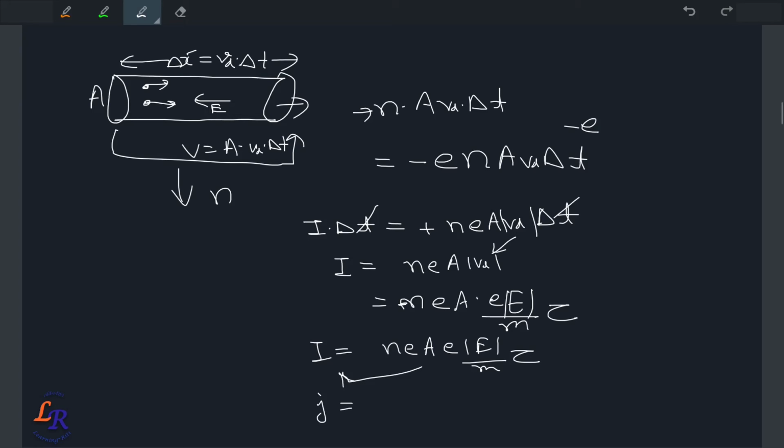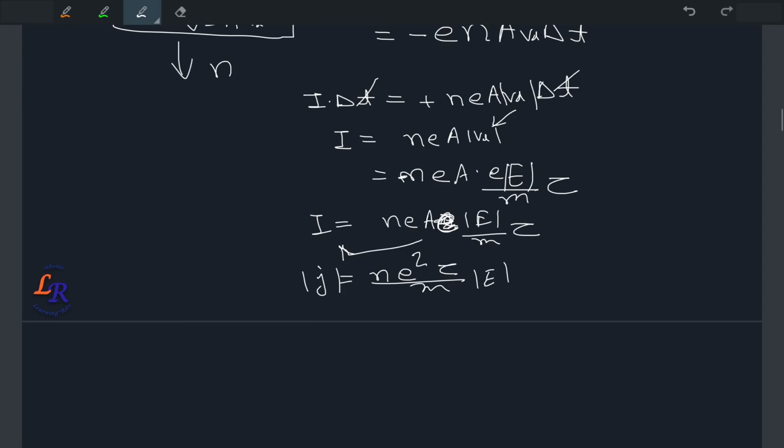So let's say we can write J is equal to this, I by A will be replaced, so it becomes nE and E here, so it becomes ne square tau upon m mod of E, right? Now let's arrange a little. This is about the magnitude, because we are always taking the magnitude here, not talking about direction. So in the vector form, it becomes vector J is equal to ne square tau upon m, and then you just remove the magnitude, so it becomes the vector E.